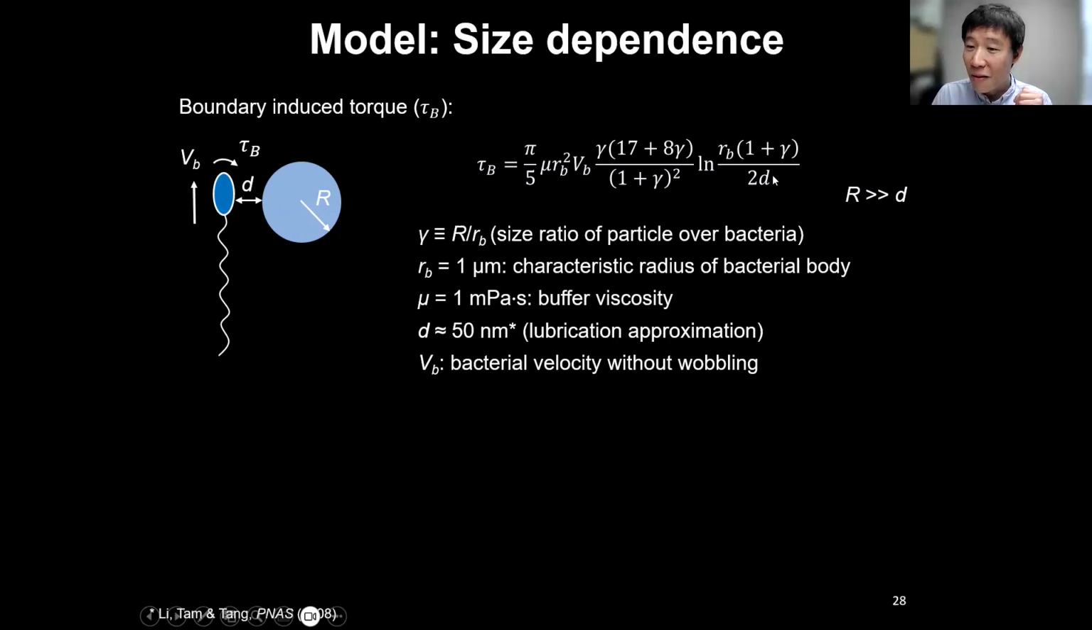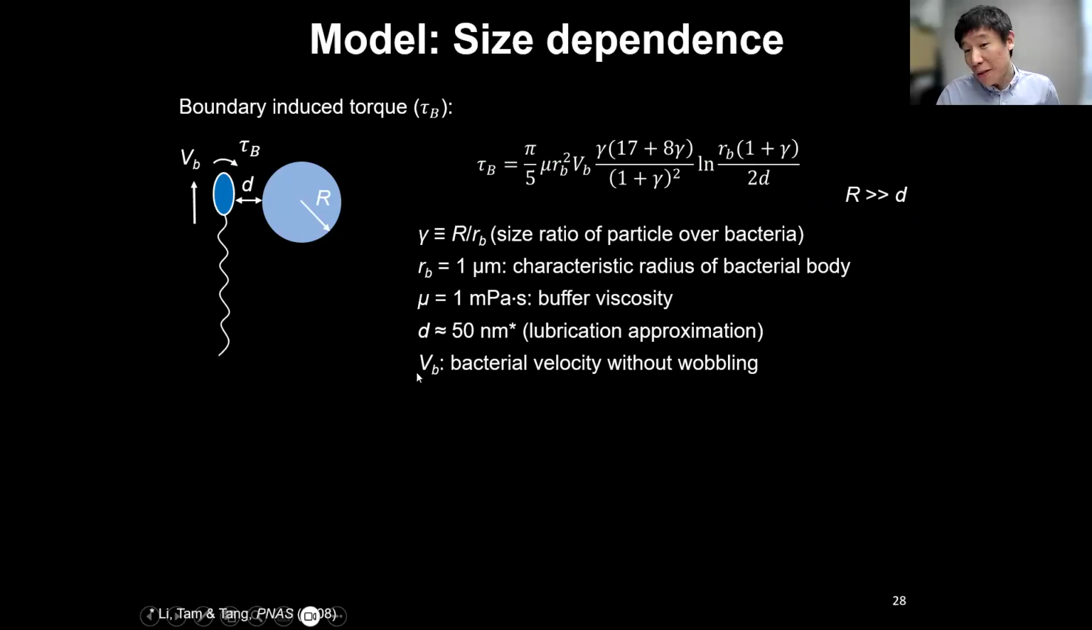So I just highlight several things. First of all, gamma here is the size ratio. This is what we plot in our plot. R is the size of the particle normalized by the size of the bacteria. That's the gamma here. You see this logarithmic dependence because it's a lubrication approximation. The distance here is the distance between the bacteria and the particle. And from the literature, we know the distance can go to very small. We use 50 nanometers in this case.